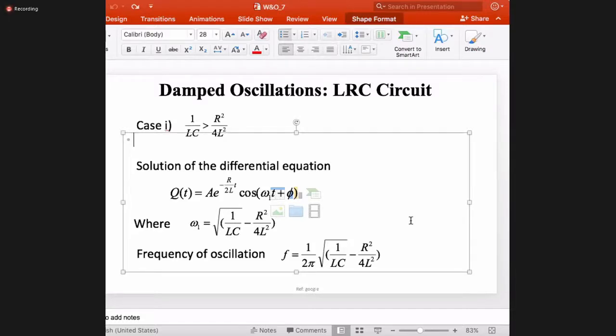Do you understand case 1? When you use the LRC circuit, I think you understand, but I need to check you.